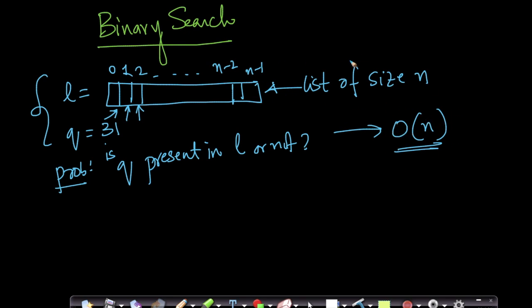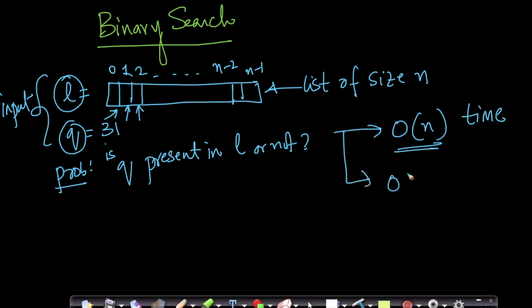What about space? Did we use any additional space? No. It took us order of n time, and apart from the space given for this data, because without having the list itself we can't do anything. So apart from the input, here my input for this algorithm was the list itself and the query point. Apart from these two, we didn't use much space. So I would say that I used order of 1 space there.